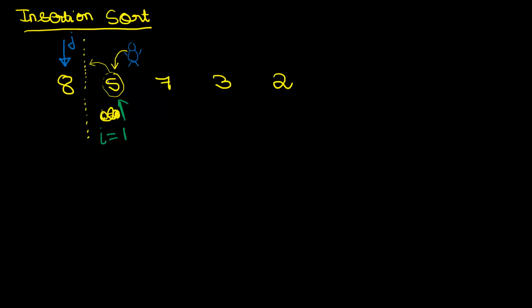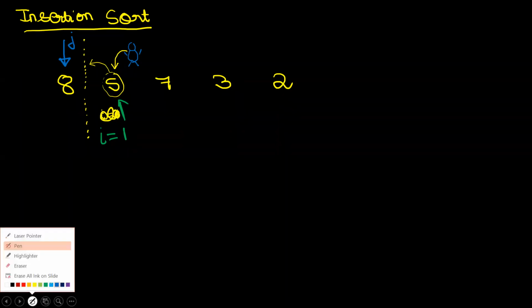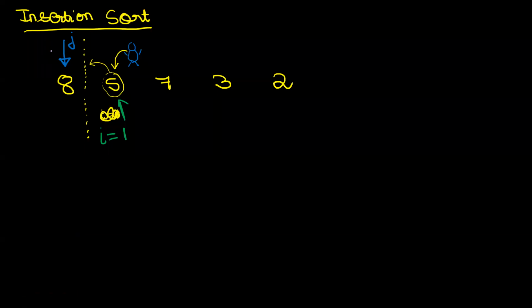Think of these two as people. You compare, and what does this person say? Boss, I am smaller than you. This number says, hey 8, you know what? I am smaller than you, so I should come in front of you and not behind you. I'm just trying to make it easier to understand. Think of this as person 8 and this as person 5. You want to insert 5 at its correct location in the already sorted part on the left hand side.